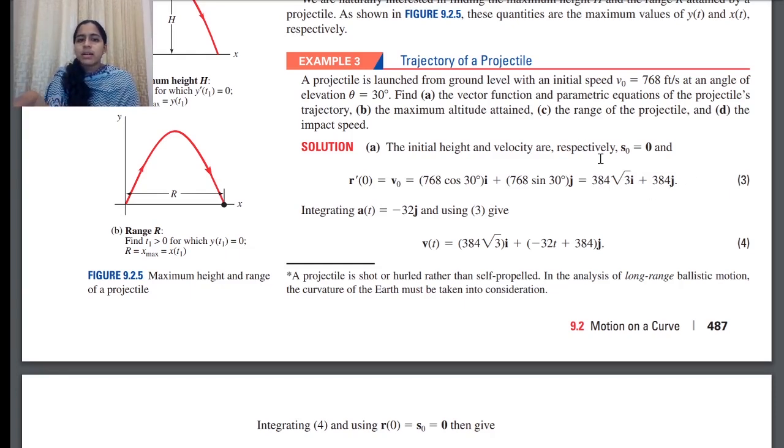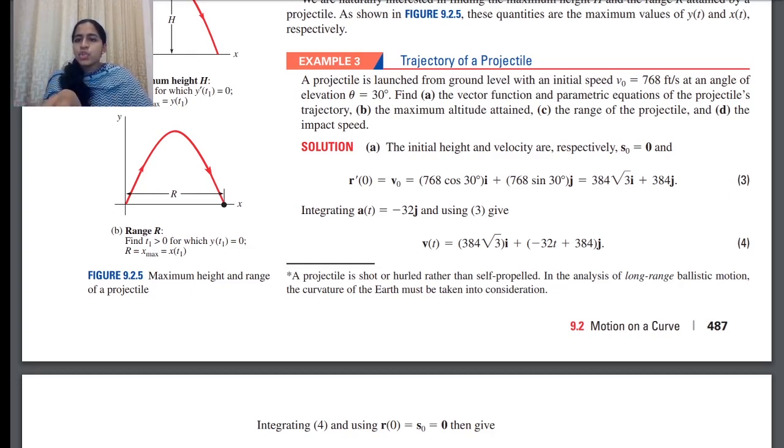Then, in the example, we are given that the projectile is launched from the ground level. So the initial height will be 0, so s naught is 0. So we have found what a of t is. A of t is minus 32 j. The initial velocity v naught will be 384 root 3 i plus 384 j, and the initial height s naught is equal to 0. So using these three equations and the portion that we discussed just before, we can easily find the parametric equations of the trajectory of the projectile.